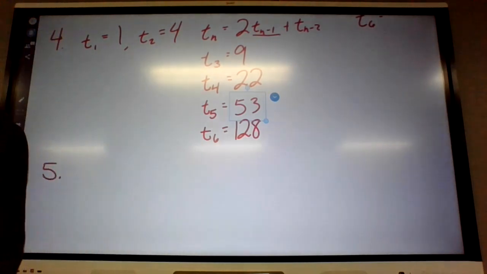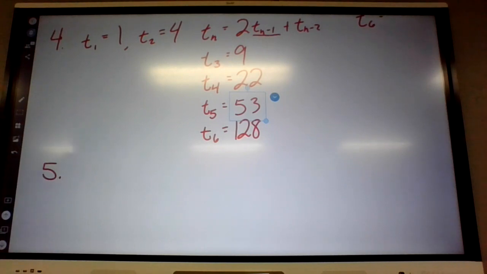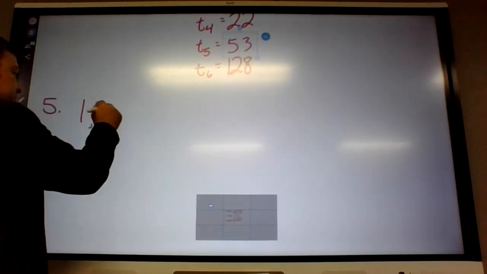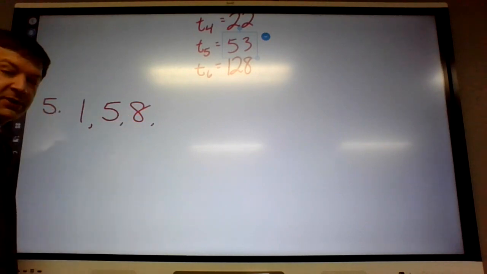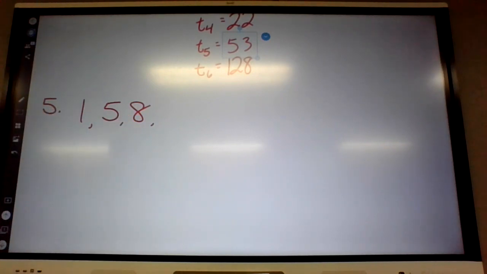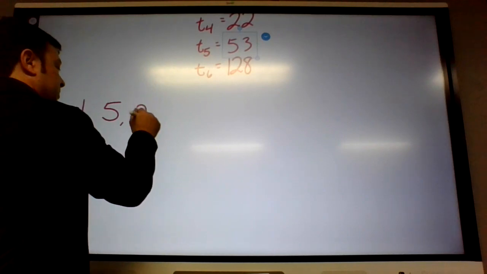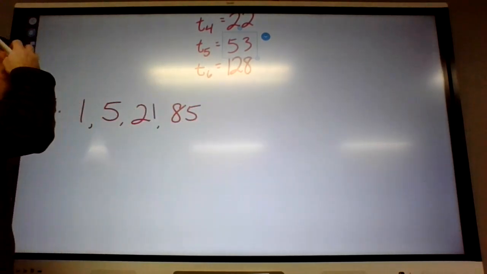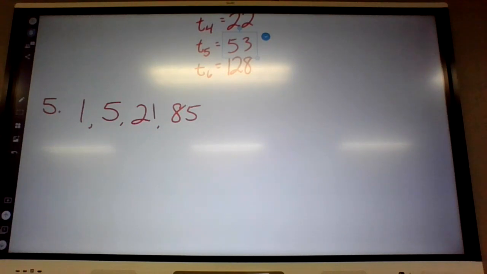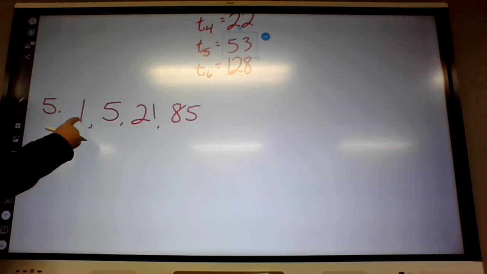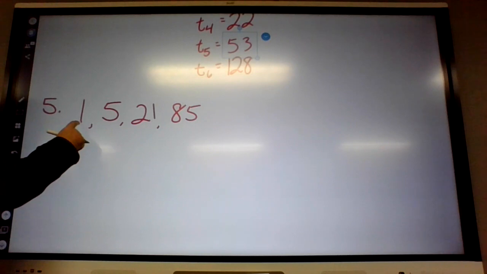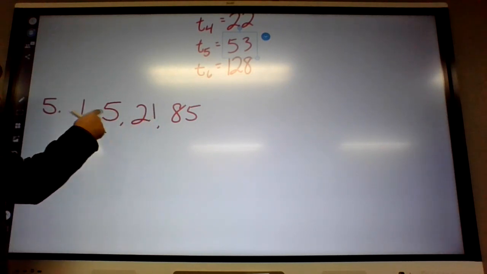Give a recursive definition for the sequence 1, 5, 21, 85. I find that recursives are easier. Famous last words. 1, 5, 21, 85. Okay. What is the pattern? Yeah, it's almost times 4. You can tell because they get bigger faster and faster if they're multiplying something.